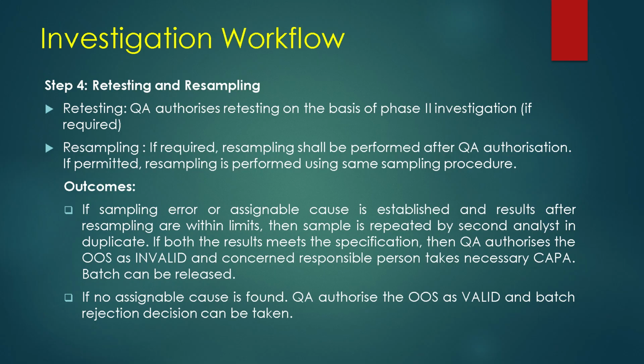Let's see outcomes. If sampling error or assignable cause is established and results after resampling are within limits, then sample is repeated by second analyst in duplicate. If both the results meet the specification, then QA authorizes the OOS as invalid and concerned responsible person takes necessary CAPA and batch can be released. If no assignable cause is found, QA authorizes the OOS as valid and batch rejection decision can be taken.